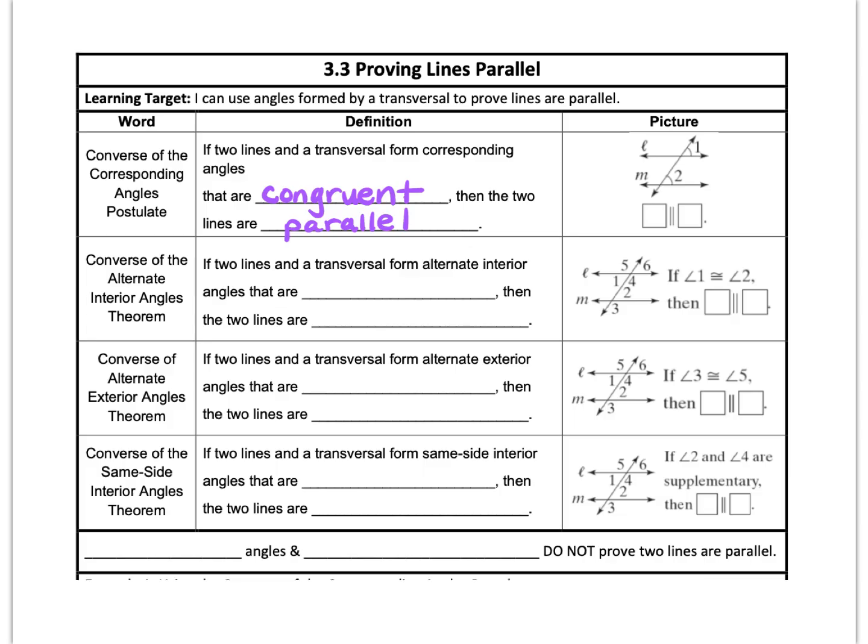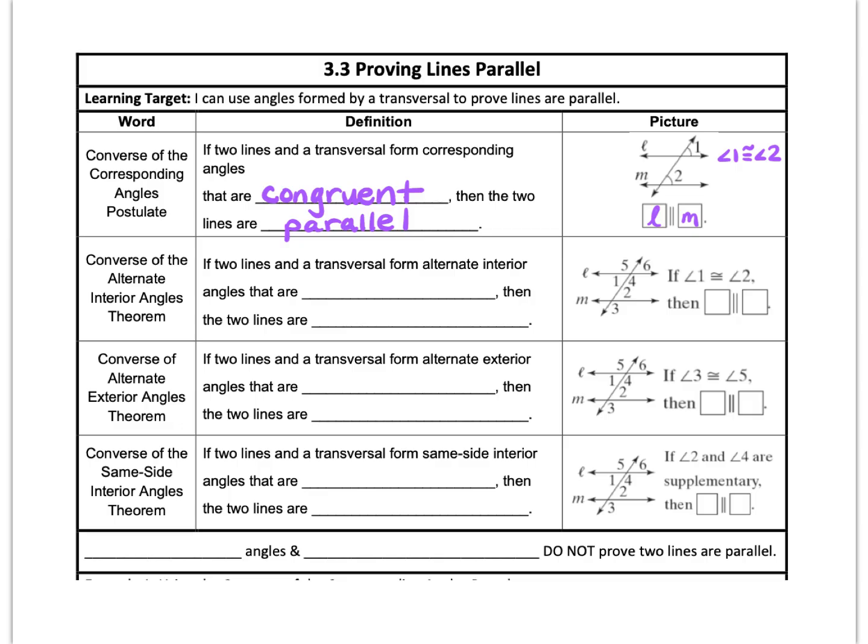So in our picture right here, if we were given that angle 1 was congruent to angle 2, and you can see they're marked in the diagram, that would be enough information to prove that line L is parallel to line M by the converse of the corresponding angles postulate.